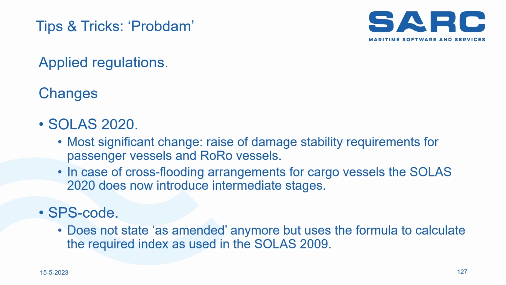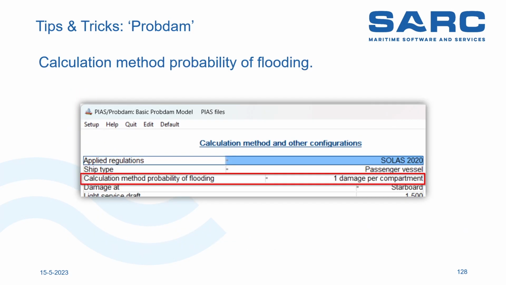We made a setting: if it was SPS, you could choose between SOLAS 2020 or the 2009 to calculate the required index. But then we got the new SPS code. And there it was not stated SOLAS as amended, but they wrote down the formula to calculate the required index of SOLAS 2009. So we removed that option again. If you still have that option, it means you have an old version of Probdam, so then update.